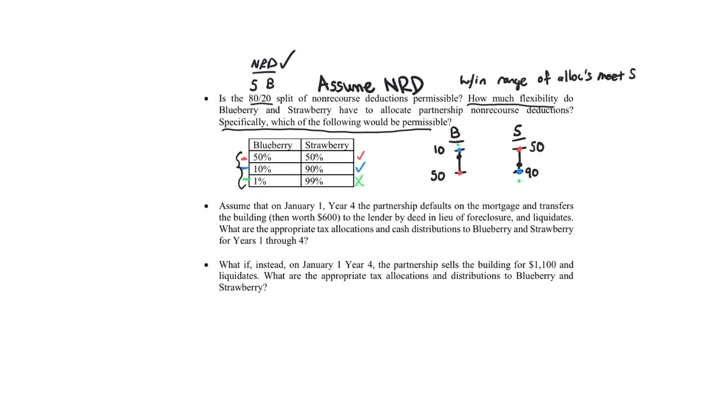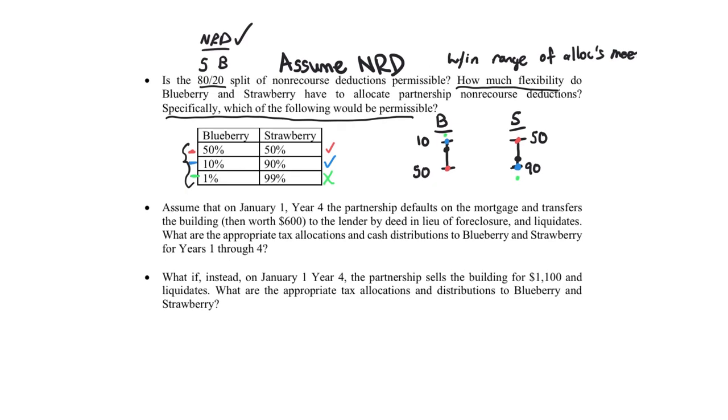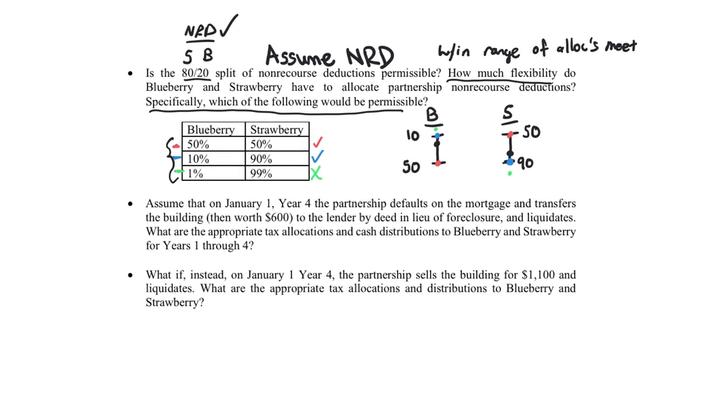Okay, so that's all that question is asking and addressing. It's showing you this range and how things work. If an allocation can ever have substantial economic effect, which it can because we have the alternate test for both of those, the 50-50 and the 10-90, then that's the range you focus on. All right, let's go now to the next question.